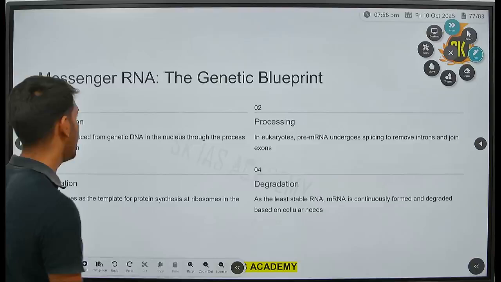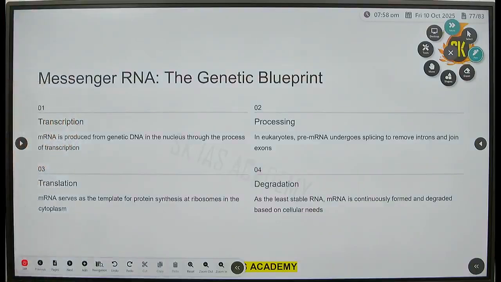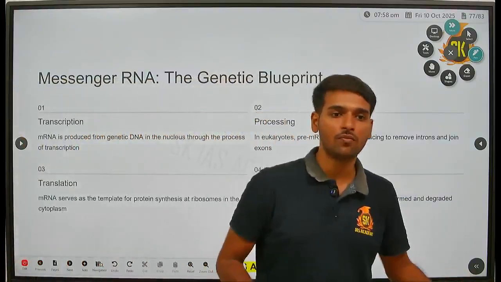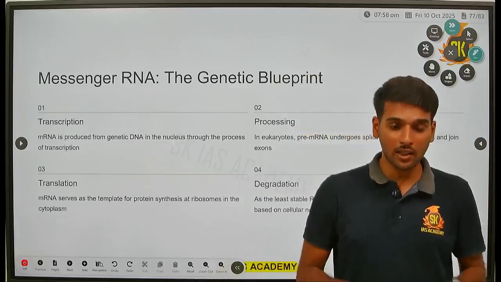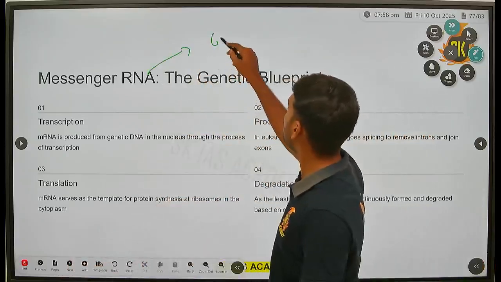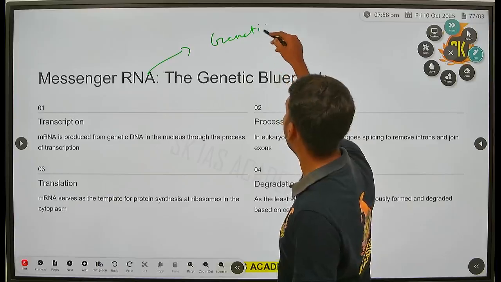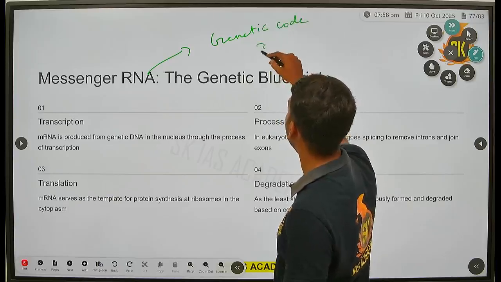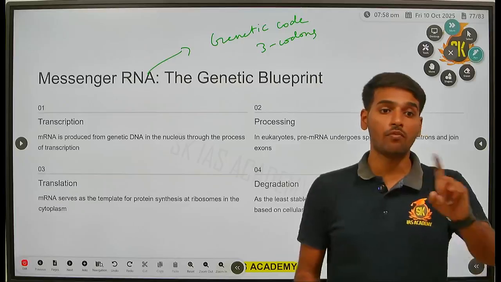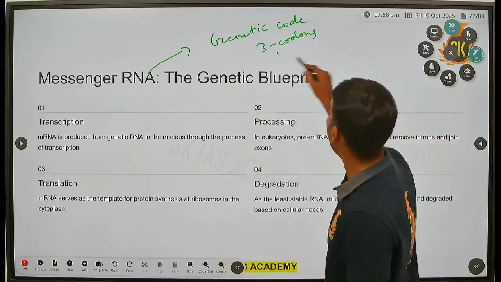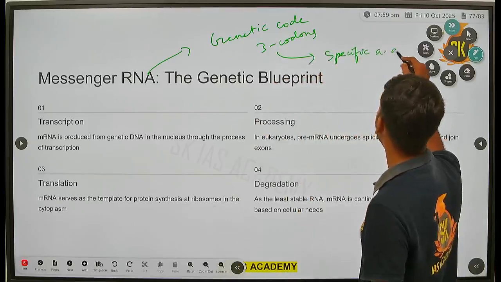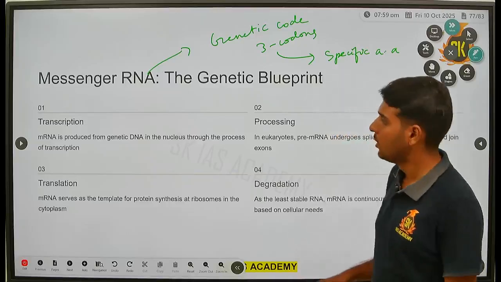Okay, now messenger RNA is the genetic blueprint. So DNA gets transcribed into mRNA, and this mRNA is having the genetic code. This has what? Genetic code. How many bases are there in a codon? Three. Each specific triplet codon is responsible for a specific amino acid to be produced, right? Specific amino acid.